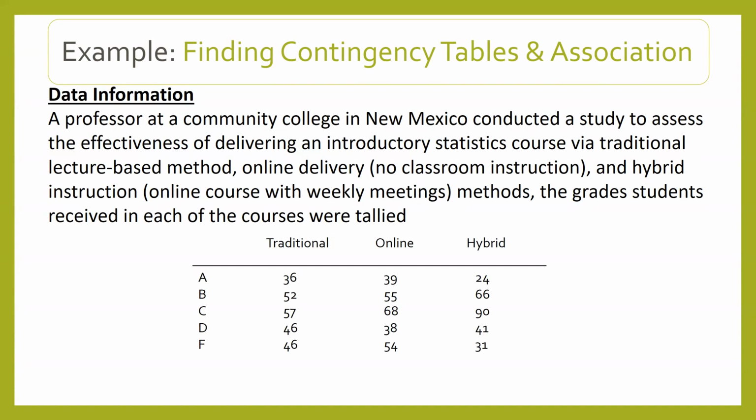All right, so these were tallied this way. Traditional: 36 students get A, 52 students get B. Online: 39 students get A, 55 students get B, and so on and so forth. So the grades were recorded and tallied, and so we want to find the association.